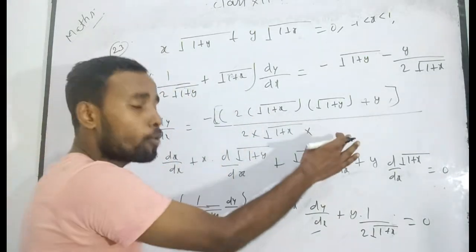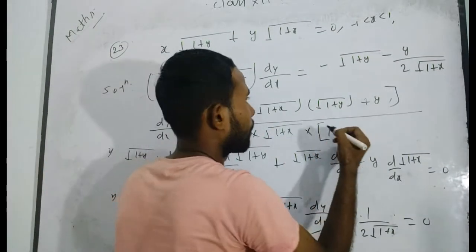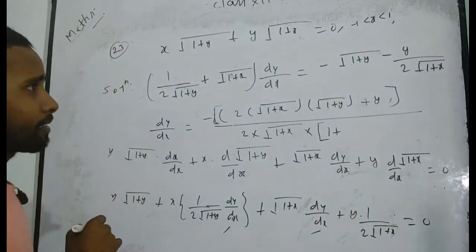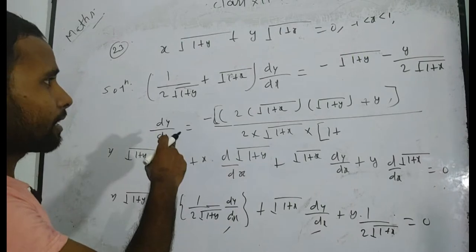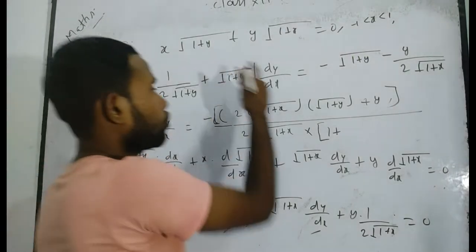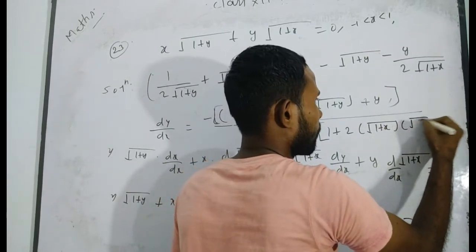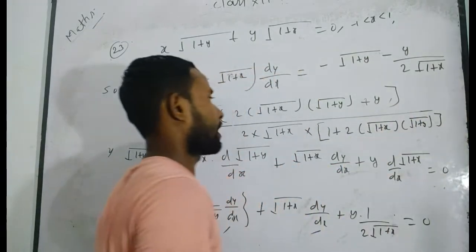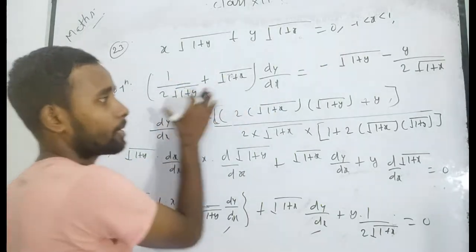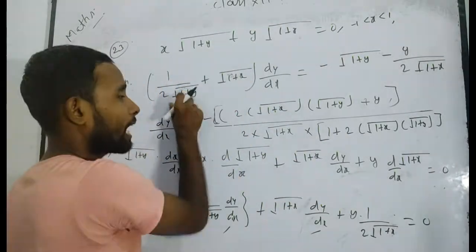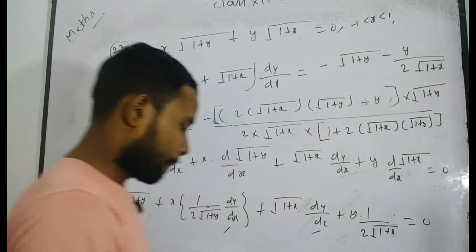Again, when it goes in denominator, it will be 1 plus, here 1 plus 2 into root under 1 plus x into root under 1 plus y. I think you understand very well. Now, its denominator portion will go in numerator, because when this term comes in denominator, it will be numerator after taking LCM. So it will be in denominator root under 1 plus y, root under 1 plus y.